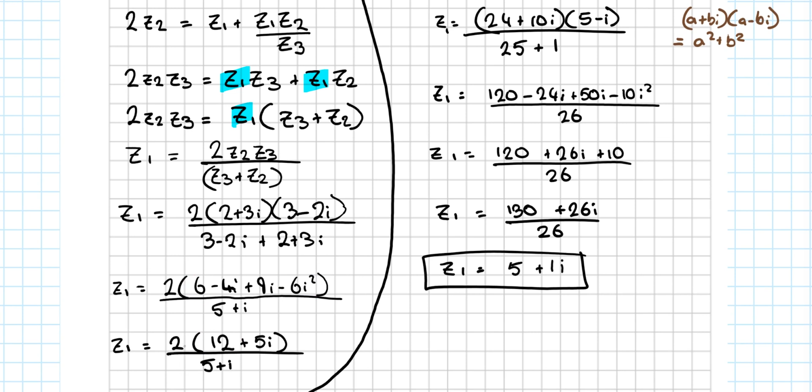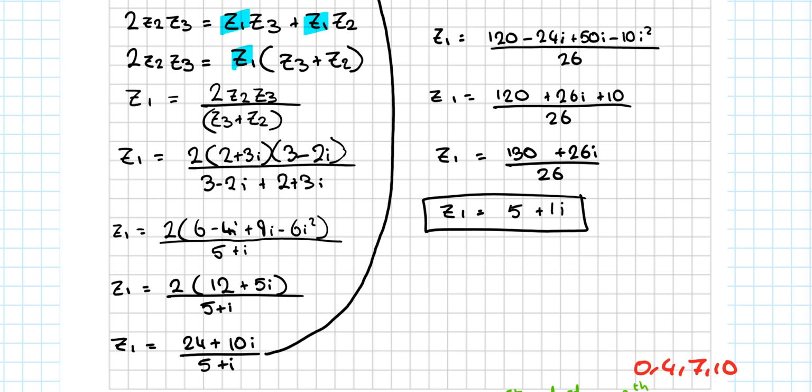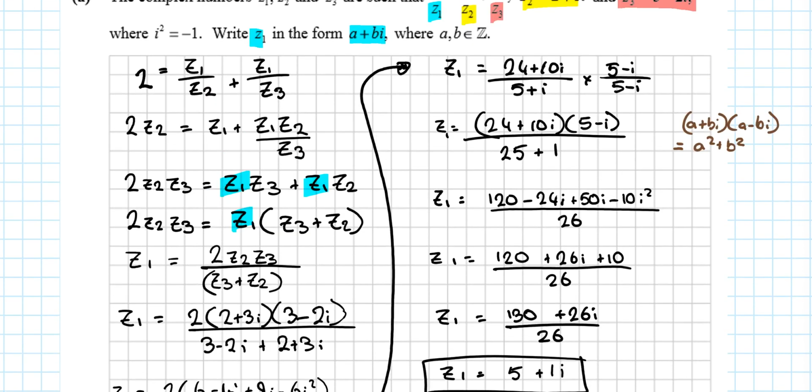Then we just need to multiply in by the 2. So 24 plus 10i over 5 plus i. Okay, well, how do I deal with division in complex numbers? The only thing I can multiply this by is the number 1. But I know the number 1 can be written as 1 over 1, or 2 over 2, or x over x. And also it could be written as 5 minus i over 5 minus i. So I'm multiplying top and bottom by the conjugate of the bottom.